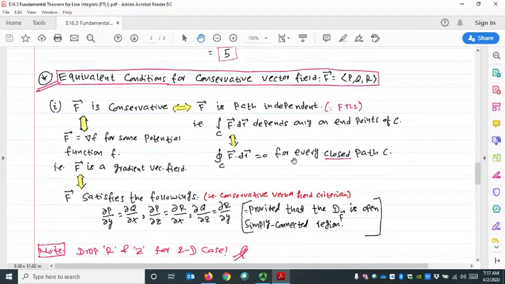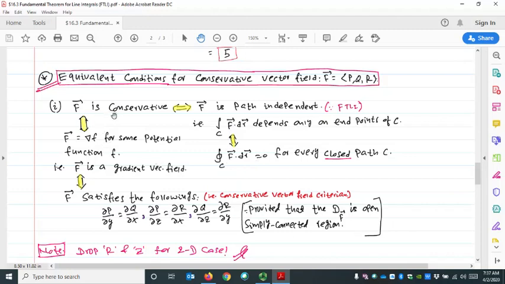So there are equivalent conditions for a conservative vector field. F is conservative if and only if F is path independent. That means the line integrals of F depend only on the endpoints of the curve. This is if and only if the line integral over a closed path, this tiny circle around here means the curve C is closed, so for every closed path, the line integral is 0.